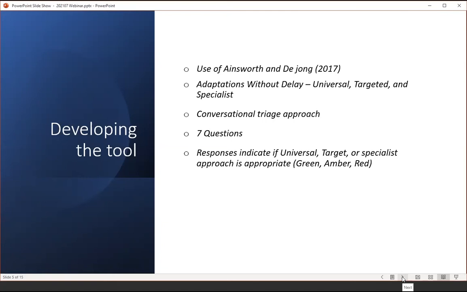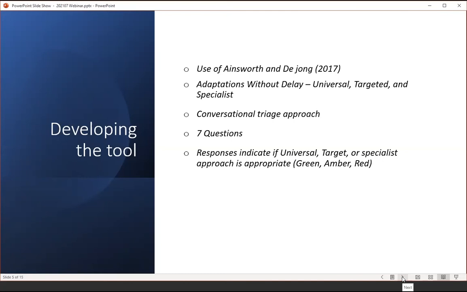And again, the responses indicate whether somebody needs a universal, targeted or specialist approach, or which approach is most appropriate. The idea is that if it's more greens, it's more of a universal type approach that somebody can use in terms of the DFG. If there's more amber, then it's probably more targeted, or if there are red flags, then it's more of a specialist and integrated approach that we need to support that adaptation process.